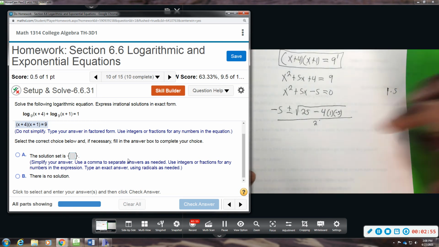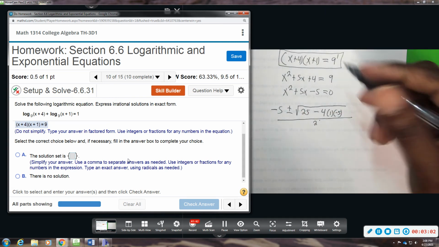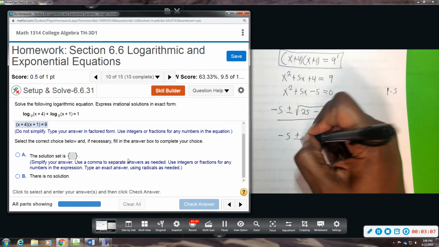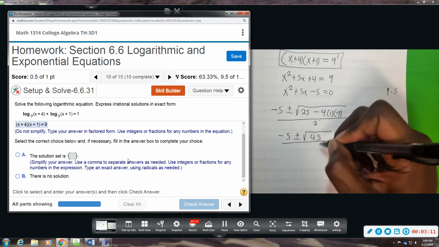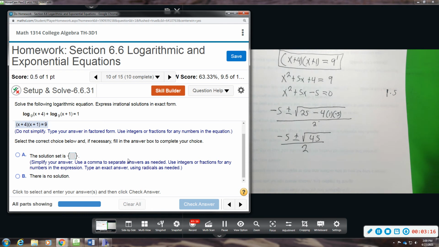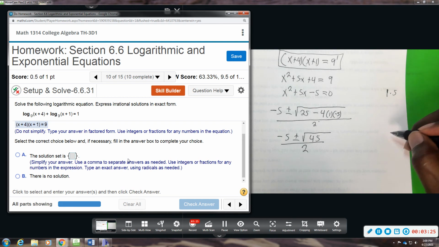Okay, we're going to simplify under here. A negative times a negative is a positive. This will give us 20. Positive 20 plus 25 will give us 45. So we have negative 5 plus or minus square root of 45, all divided by 2. We want to reduce the radical if possible. Always try it, no matter if you think it does or not, always try it to break it down to primes. Square root of 45.